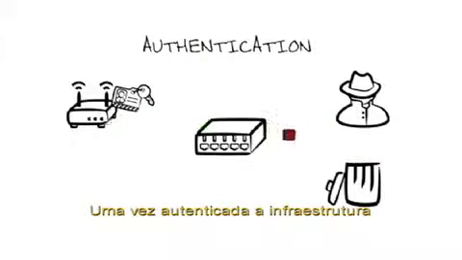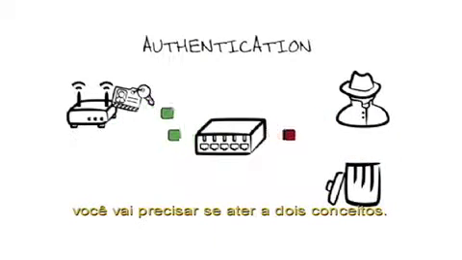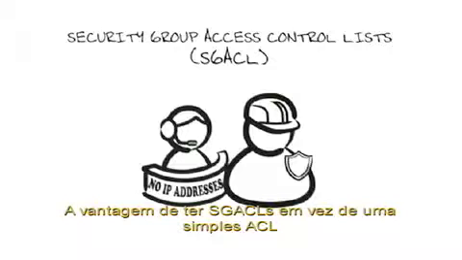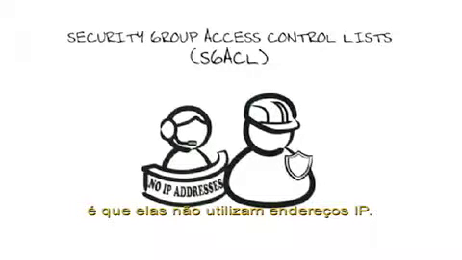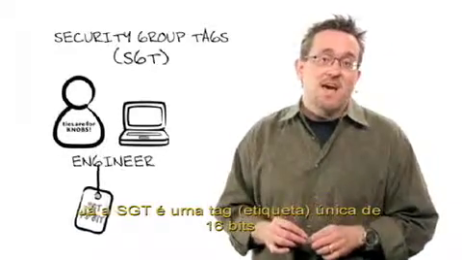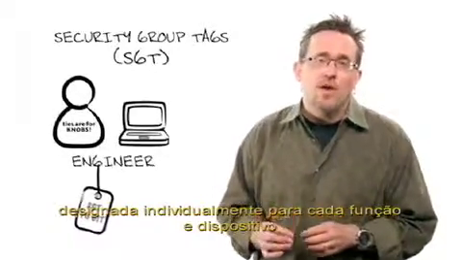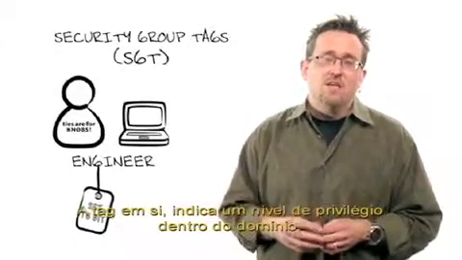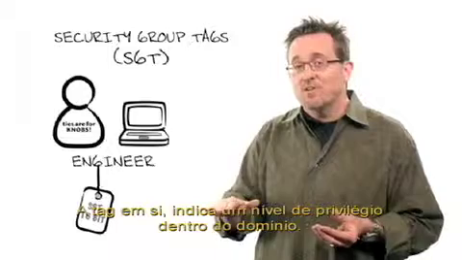Now, once your infrastructure is authenticated, you need to look at two key concepts: security group tags and security group access control lists. SGACLs are the enforcement arm of TrustSec. The advantage of an SGACL over a plain vanilla ACL is that they don't use IP addresses. Now, an SGT is a unique 16-bit tag assigned to each individual role and device that connects to a TrustSec domain. The tag itself indicates a privilege level across the entire domain.